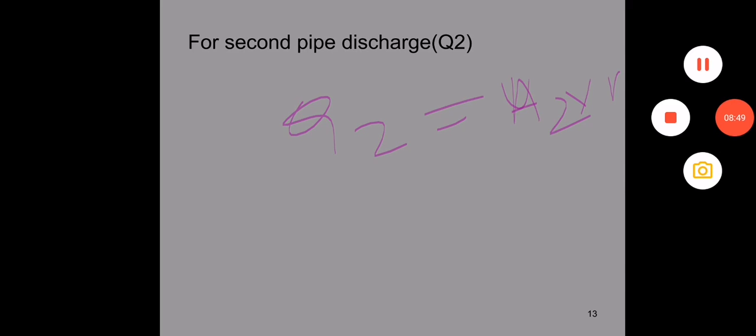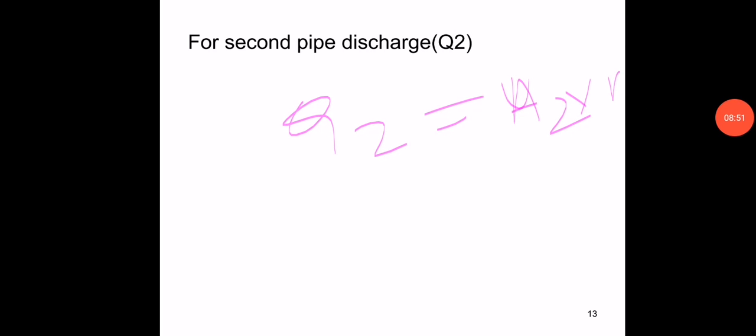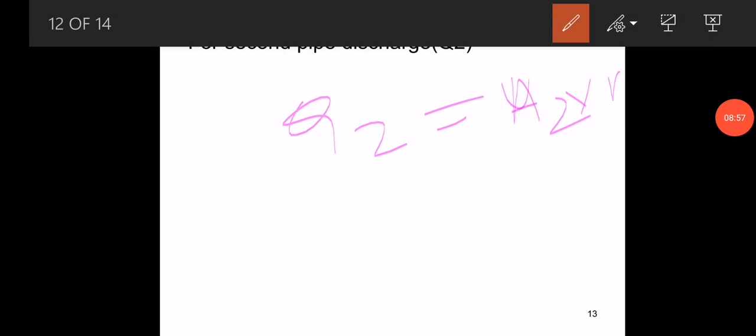So for the total discharge, these pipes are connected in parallel, hence Q is equal to Q1 plus Q2. So we get the Q value as 1.53 plus 0.97. The sum of these two pipes gives the value of 2.47 meter cube per second.